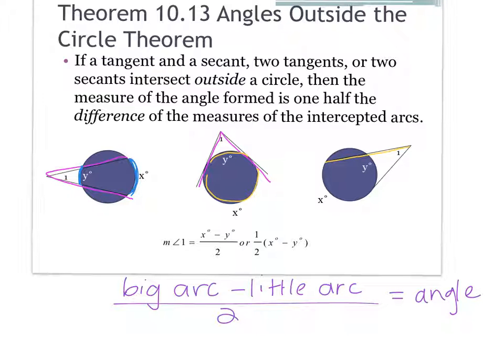And then the last kind is a secant and a tangent. Same: big arc minus little arc divided by 2. So the actual formula stays the same for all 3. It's just what they look like that would appear to be different.